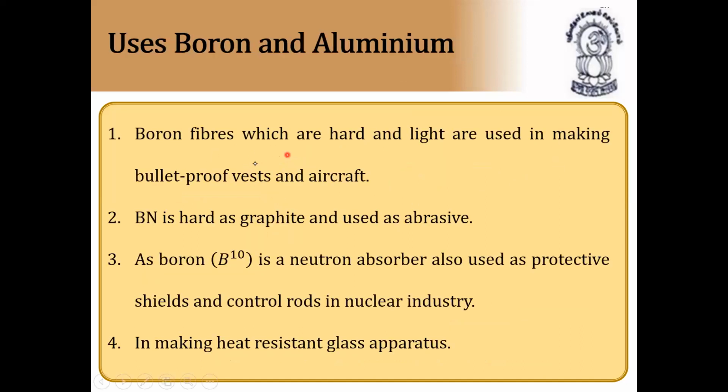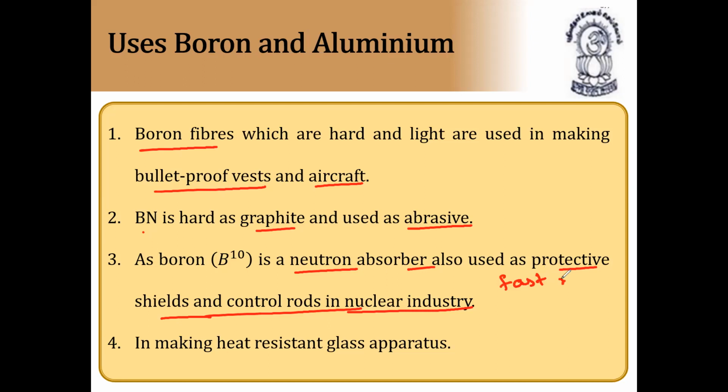Next, uses of boron and aluminium. Boron fibers, which are hard and light, are used in making bulletproof jackets and aircraft. Boron nitride is as hard as diamond and used as an abrasive. Boron-10 is a neutron absorber, used as protective shields and control rods in nuclear chemistry.